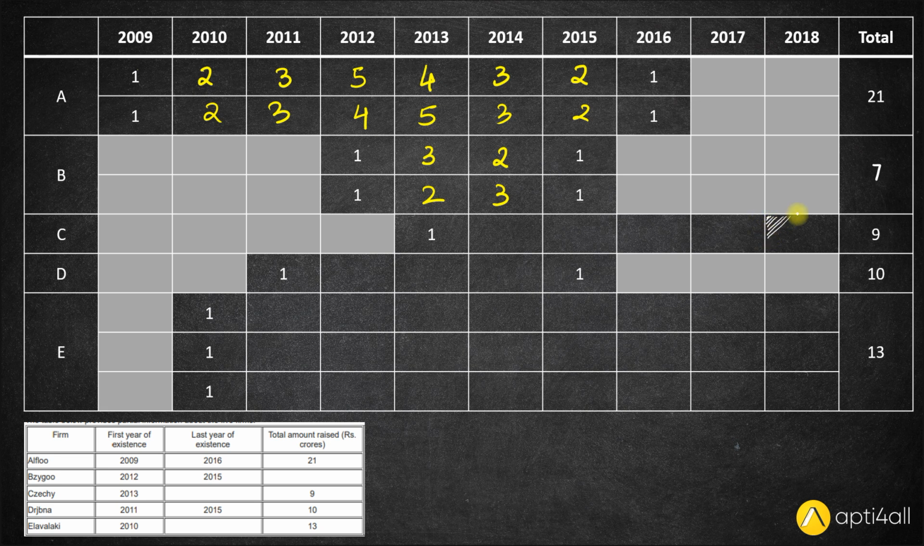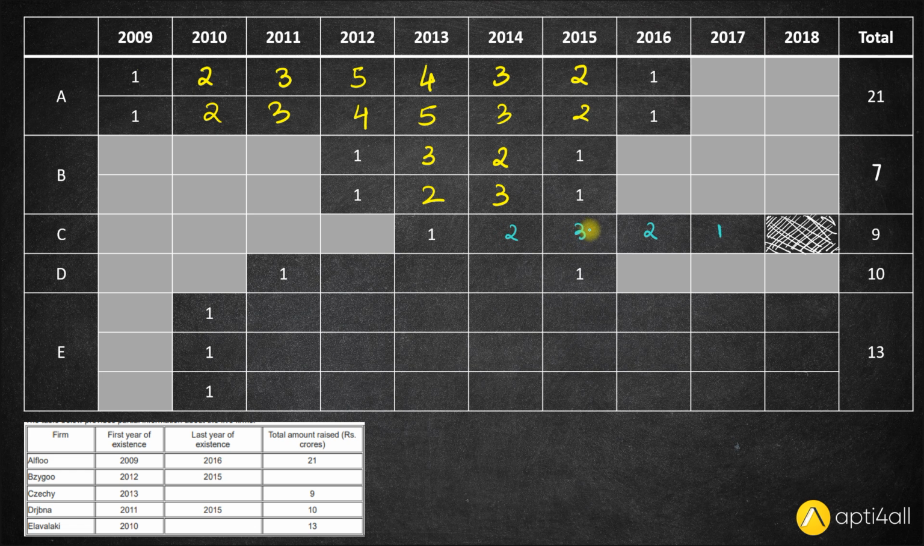So the company is not functioning in 18. The last year of its existence will not be 18. It will be before 18. So let's see if the last year of its existence is 17. So in 17 it will raise 1 crore. Okay. So this will be minimum 2, minimum 3. Right? Let's see what is the total amount raised.